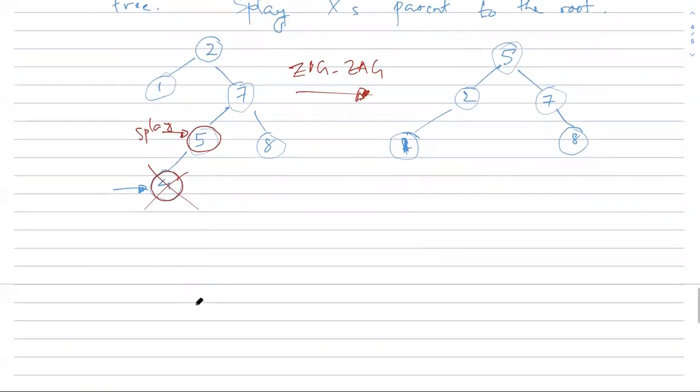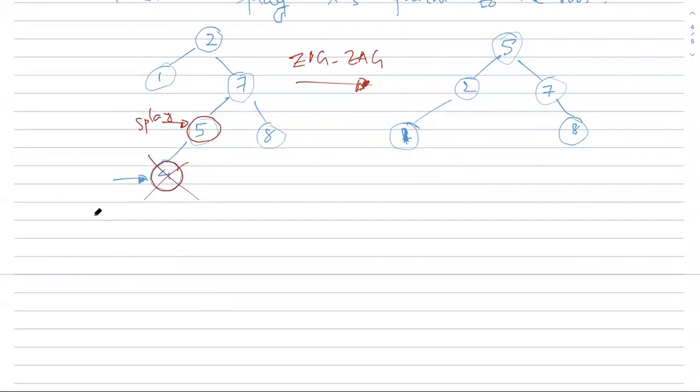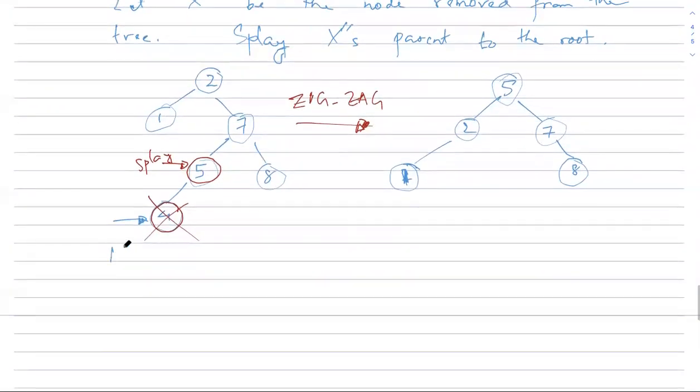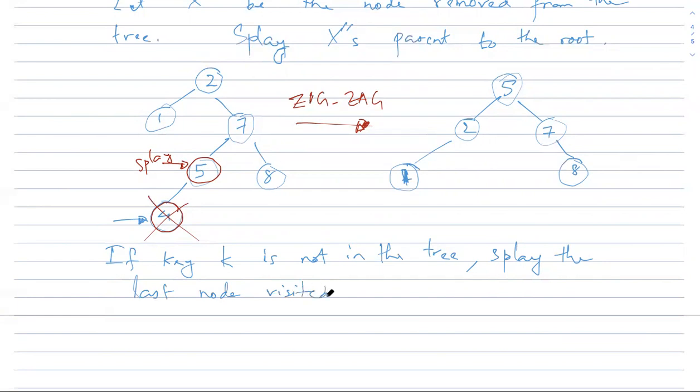So I hope that is clear. Now, another possibility that can arise in the case of removal is that if key K is not in the tree, then what do you do? You splay the last node visited, where the search ended. So splay is always to the root.